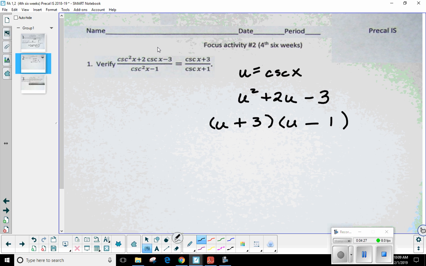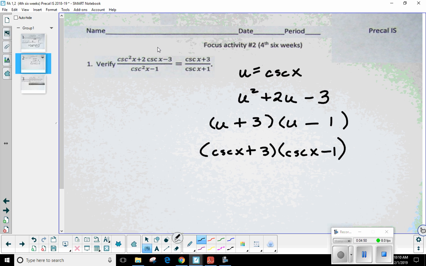All right. Well, now that I've broken it apart, I'm just going to go back and replace the variable with my trig function. So u plus 3 is just cosecant of x plus 3. U minus 1 is cosecant of x minus 1. Okay, and there you go. If I were to multiply those two binomials, it should give me that trinomial that we started with.